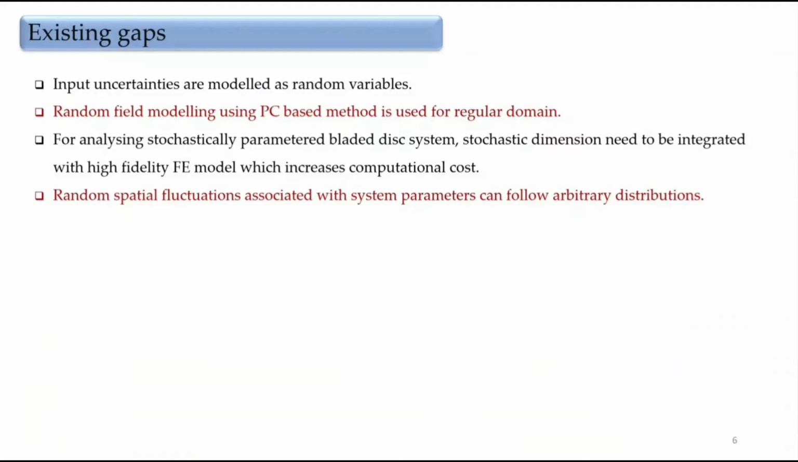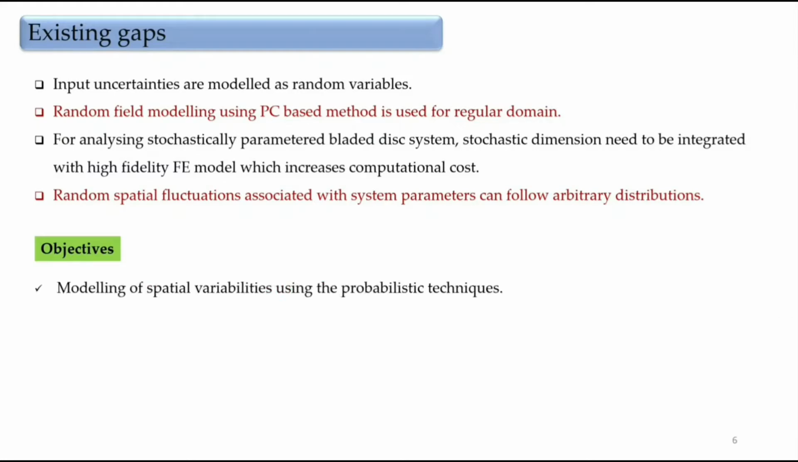As the fluctuations in system parameters are random in nature and can follow arbitrary distribution, a framework is required to take into account system parameters following arbitrary distribution. The objective of this study is to model the random spatial fluctuations using probabilistic techniques.